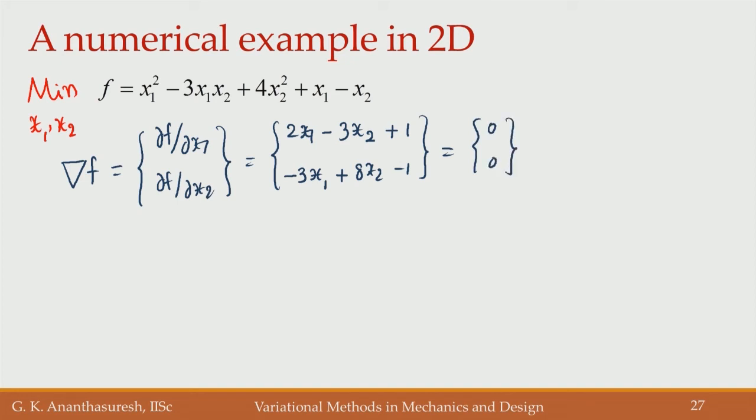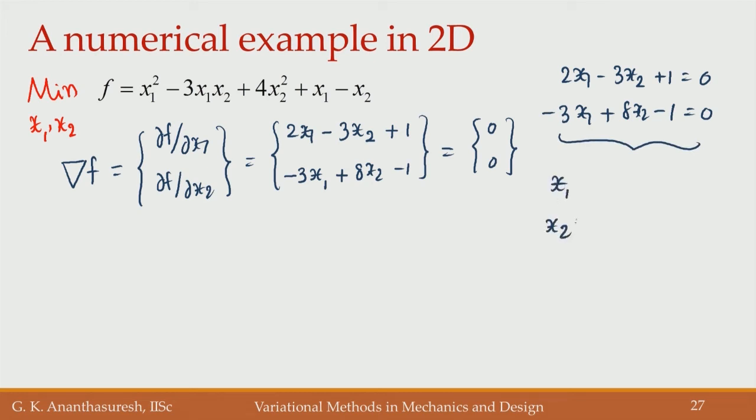So, we get 2 equations that we can solve. So, I have to solve these 2 equations, 2x1 minus 3x2 plus 1 equal to 0, minus 3x1 plus 8x2 minus 1 equal to 0. If I solve these two, these are linear equations, I will get the answer x1 and x2. So, x1 turns out to be minus 5 by 7, x2 turns out to be minus 1 by 7, you can plug it in and then see.